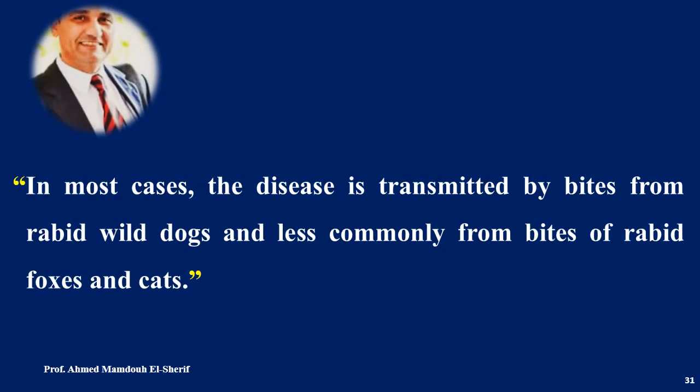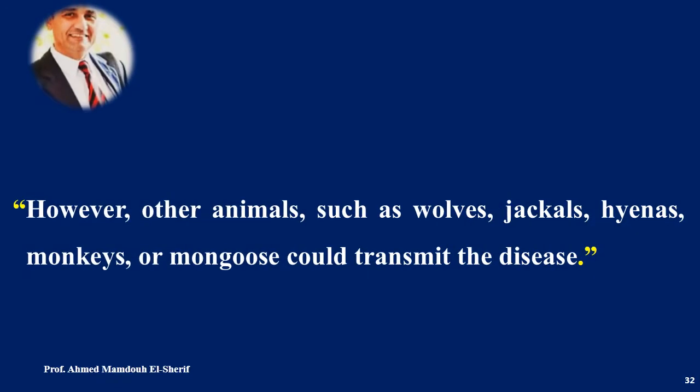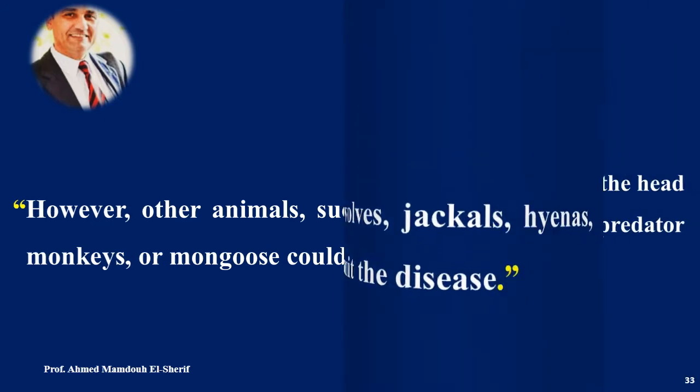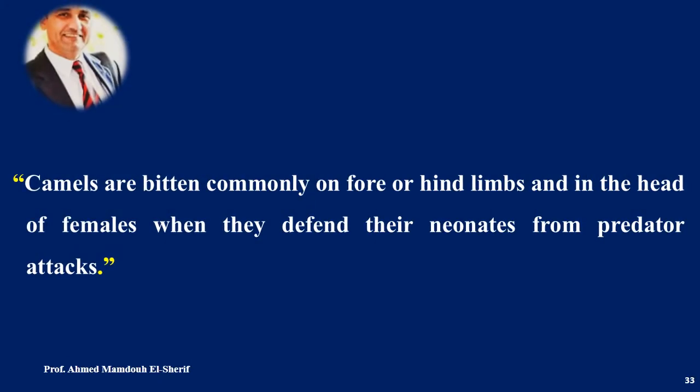In most cases, the disease is transmitted by bites from rabid wild dogs and less commonly from bites of rabid foxes and cats. However, other animals such as wolves, jackals, hyenas, monkeys, or mongoose could transmit the disease easily when they are infected. Camels are bitten commonly on fore or hind limbs and in the head of females when they defend their neonates from predator attack.